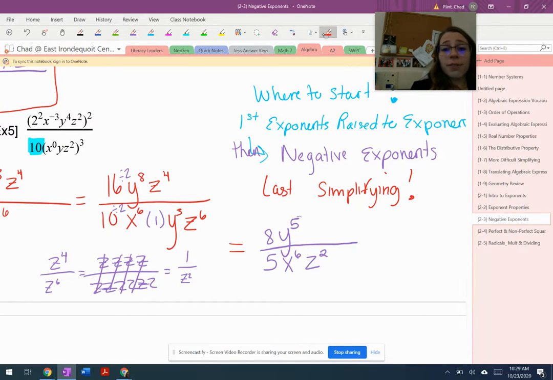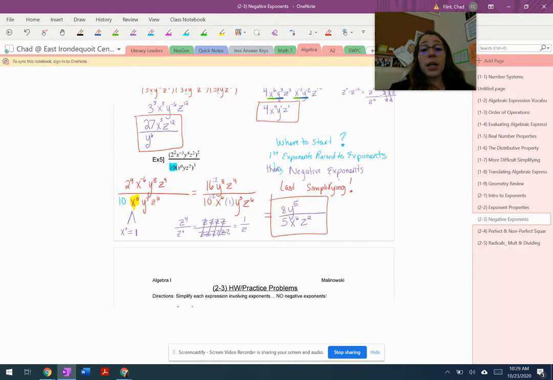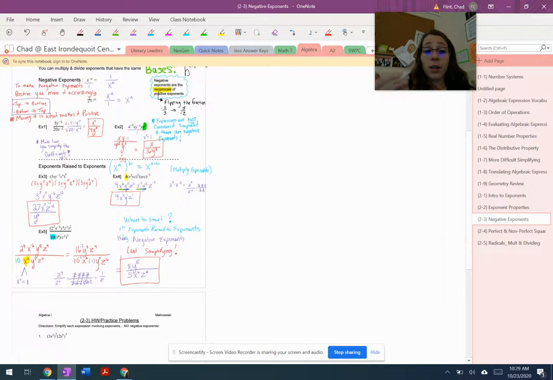So there is our final simplified answer. I have no more like bases. I don't have any numbers with exponents that I can simplify. So take your time on these problems. Make sure you're using your notes. They are a little bit complicated.